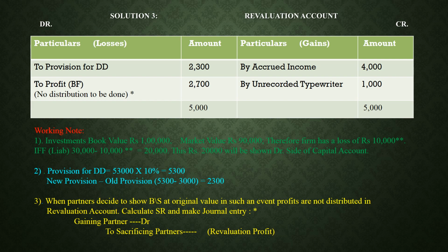Since in this question it is mentioned that partners decided not to prepare revised balance sheet. पार्टनर्स ने ये डिसाइड किया कि हम ओरिजिनल बैलेंस शीट बनाएंगे, मीन्स रिवाइज्ड नहीं बनाएंगे. In such a situation, revaluation profit is not distributed among the partners in the revaluation account in old ratio. Rather, हम gaining and sacrificing ratio में इस 2700 प्रॉफिट को पार्टनर्स के बीच में डिस्ट्रीब्यूट करेंगे.